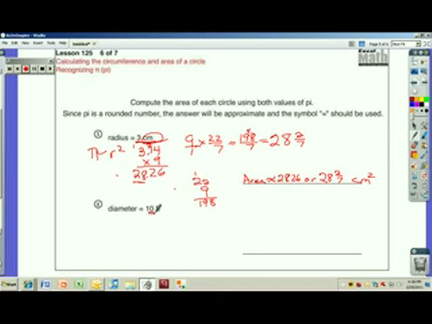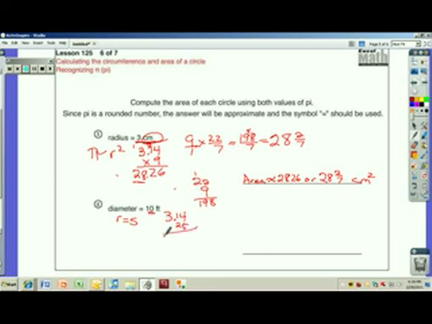Okay, this one's pretty easy because the diameter's 10. Well, we have to use radius. So what's the radius of the circle? Divide by 2, and it'd be 5. Okay, what's 5 squared? 10. No, see that's what a lot of kids do. 5 squared is not 10, it's 25.